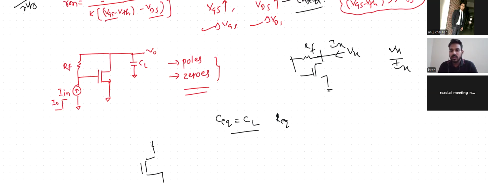For that, the same node Vx will come here. Gm times Vx is coming here. Then Ix equals whatever current is flowing through this one. This is 0 amperes. The same Ix is coming here. So Ix equals Gm times Vx, and Vx by Ix equals 1 by Gm.